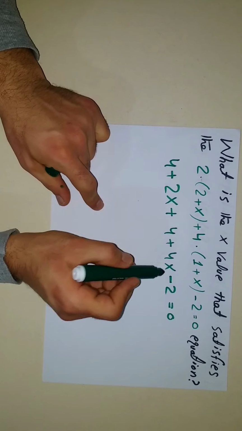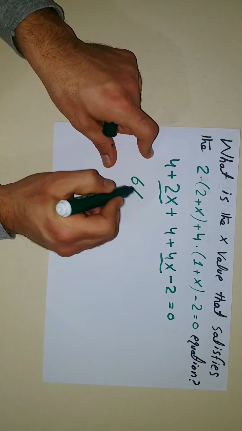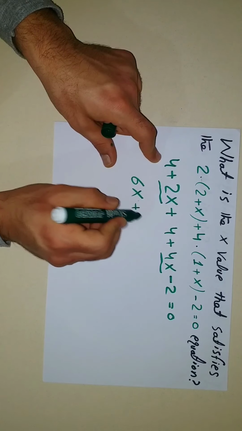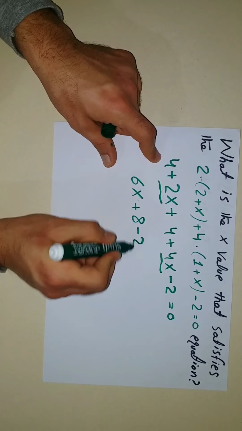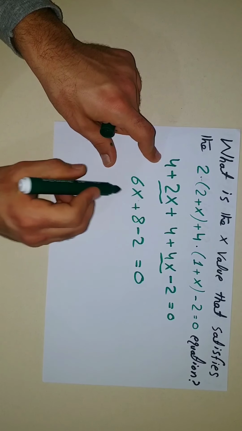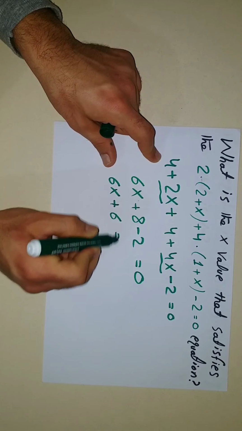Now there are two x terms. 2x plus 4x will give me 6x. 4 plus 4 is equal to 8, minus 2 is equal to 0. Now 8 minus 2 is equal to 6. 6x plus 6 is equal to 0.